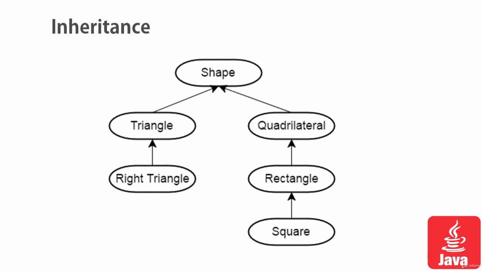There is a typical example here. There could be classes regarding shapes. So the shape class would be the parent of all the classes. Triangle could be derived from the shape. Quadrilateral could be similarly derived from the shape. Right angle triangle is a kind of triangle, which is a child class of triangle class. Similarly, rectangle is a child of quadrilateral and the square is a child of rectangle. So this is a hierarchy and this hierarchy is followed by inheritance.